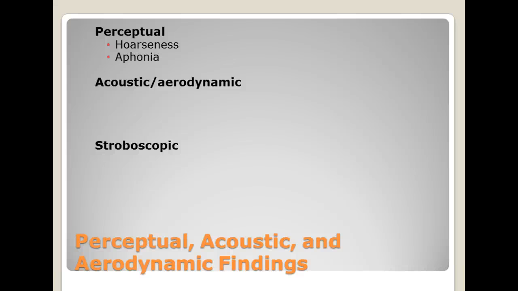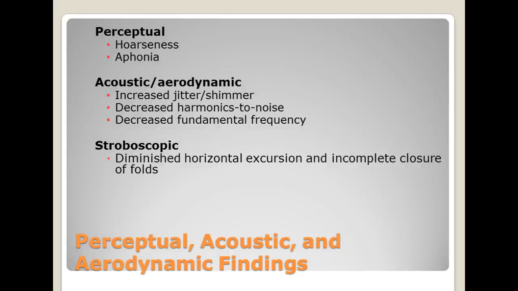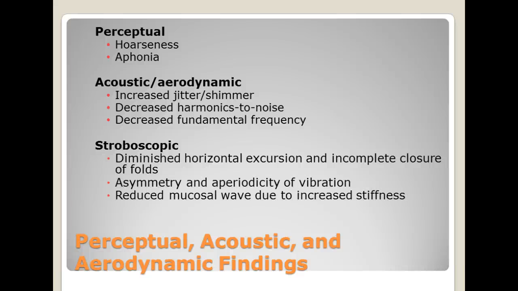Acoustically and aerodynamically, the findings would include increased jitter and shimmer, decreased harmonics to noise, and decreased fundamental frequency, or lower pitch. The data obtained from the acoustic and aerodynamic measures suggest a thickening of the vocal folds and an increase in the stiffness of vocal fold mass that contributes to incomplete vocal closure during phonation. Stroboscopic measures indicate diminished horizontal excursion and incomplete closure of folds due to stiffened tissue and excess mass, an asymmetry and aperiodicity of vibration, and a reduced mucosal wave due to increased stiffness.